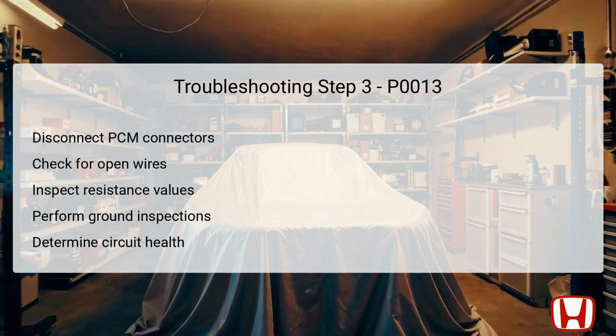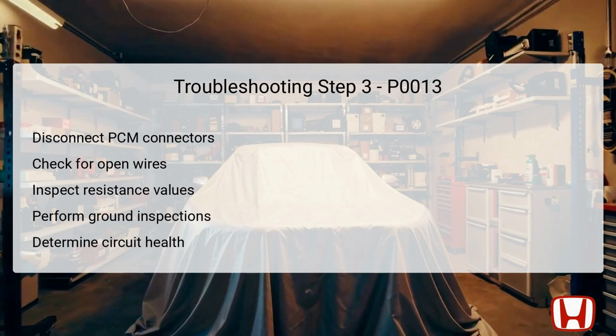The third troubleshooting step involves inspecting the connections associated with the powertrain control module, or PCM, to ensure all systems are working appropriately. Before proceeding, it is essential to disconnect the relevant PCM connectors to avoid any unintended complications during the testing process. Following this, one should inspect both the input and output signals for open wires, which can lead to DTC P0013 being triggered.